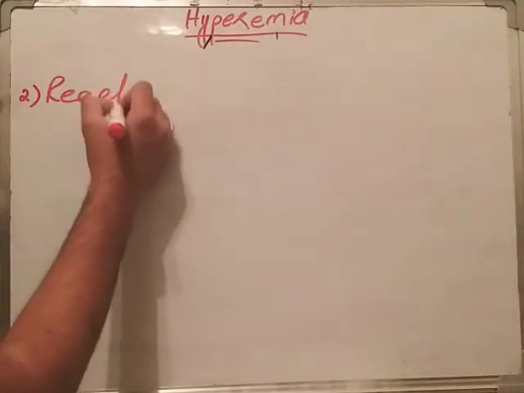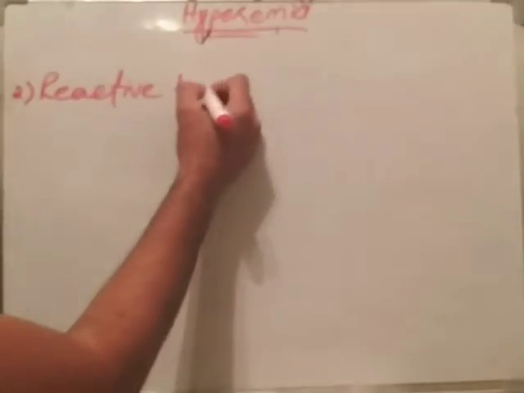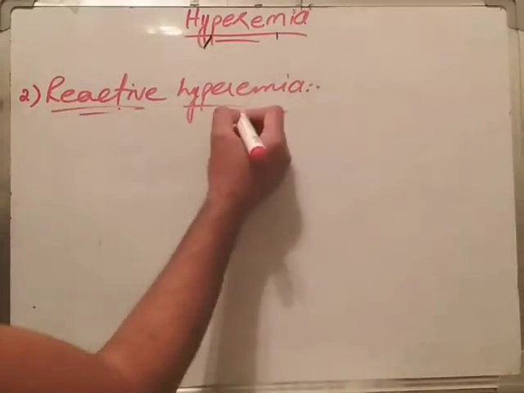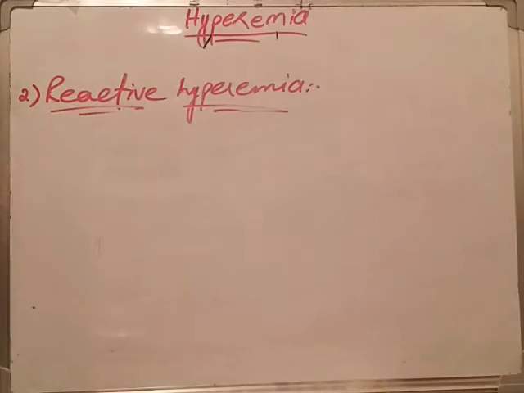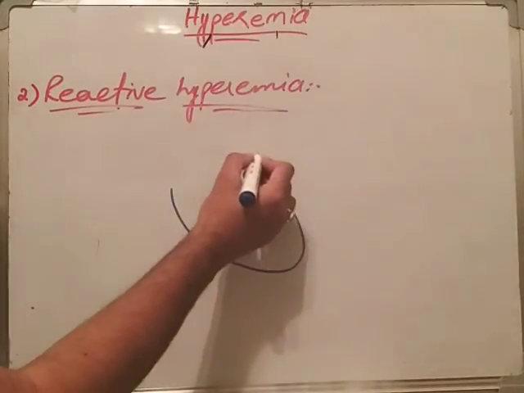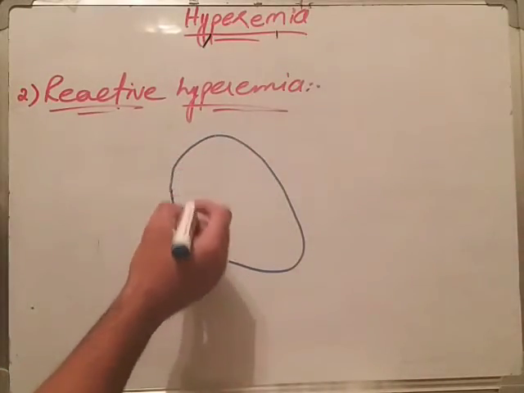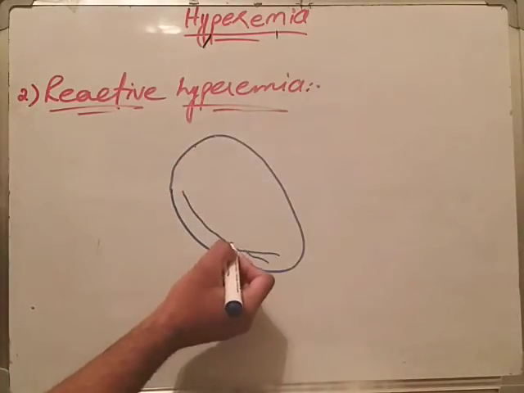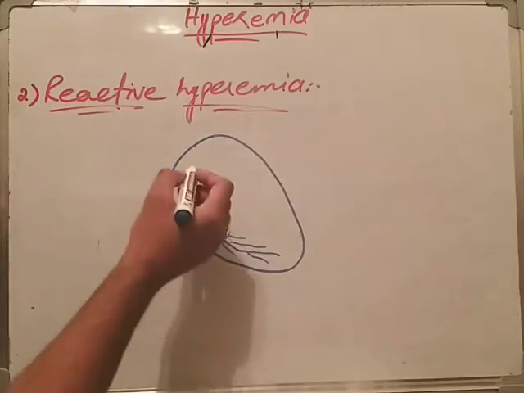Reactive hyperemia. So reactive hyperemia is also a transient hyperemia. It is called transient hyperemia. For example, I made a heart here. This is your heart, and these are the coronary arteries providing blood supply to the heart.